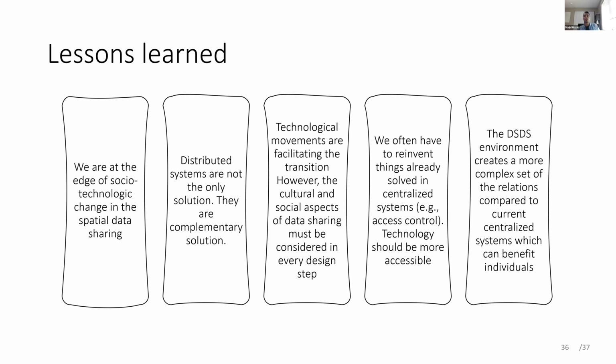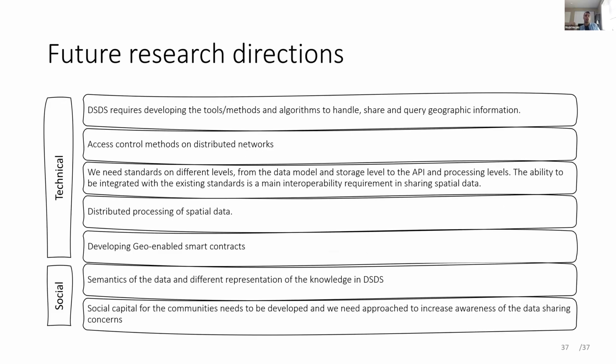in spatial data sharing. Future research direction: we need to develop tools, methods, and algorithms to handle, share, and query geographical information, depending on the data set that we have and the type of information that we have. We need to have access control methods that work on distributed systems. We need to define standards at different levels, from the object definition, where you define your object, your point, and you want to apply, let's say, geo-privacy to that, to the higher level of sharing communication between networks.